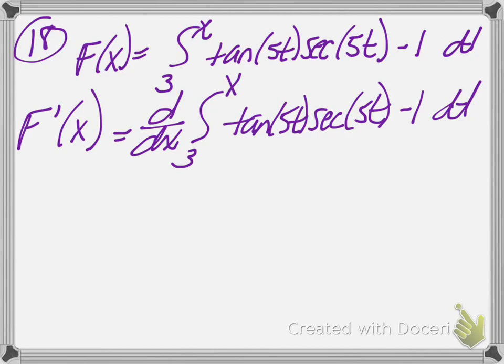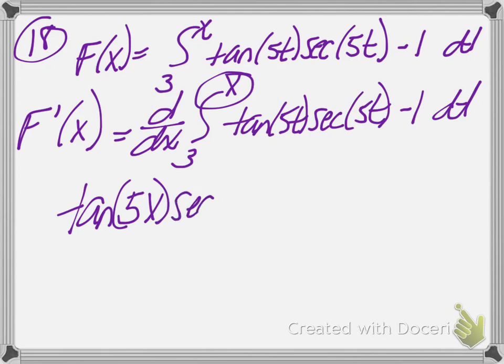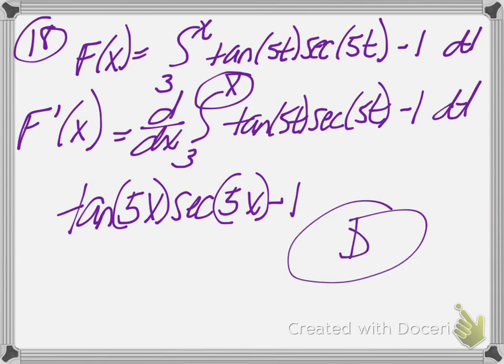Okay, and now we can just take this x and put it wherever we see a t. And that was choice D. Now you might be saying, don't I need to take the antiderivative of this? No. This is the second fundamental theorem of calculus, which means that you just have to put the x in wherever you see a t.